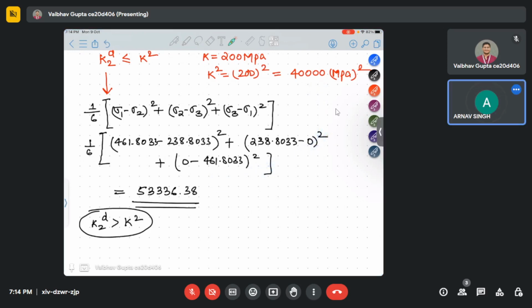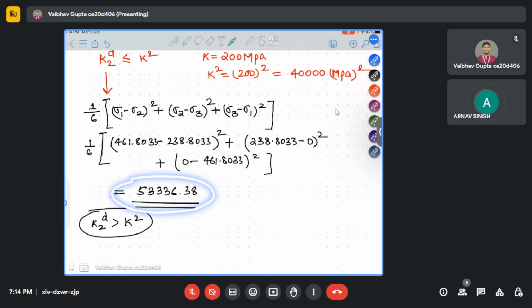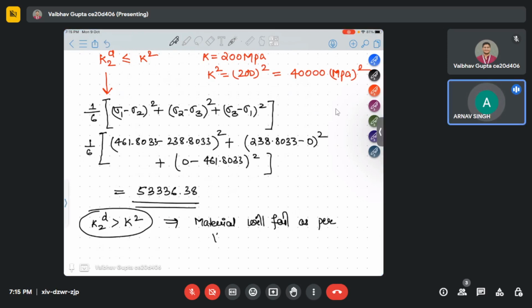This is K2D, and this is K square. If you see these two values, you can see K2D is greater than K square, which means the material will fail as per von Mises criteria also. This is the final answer.